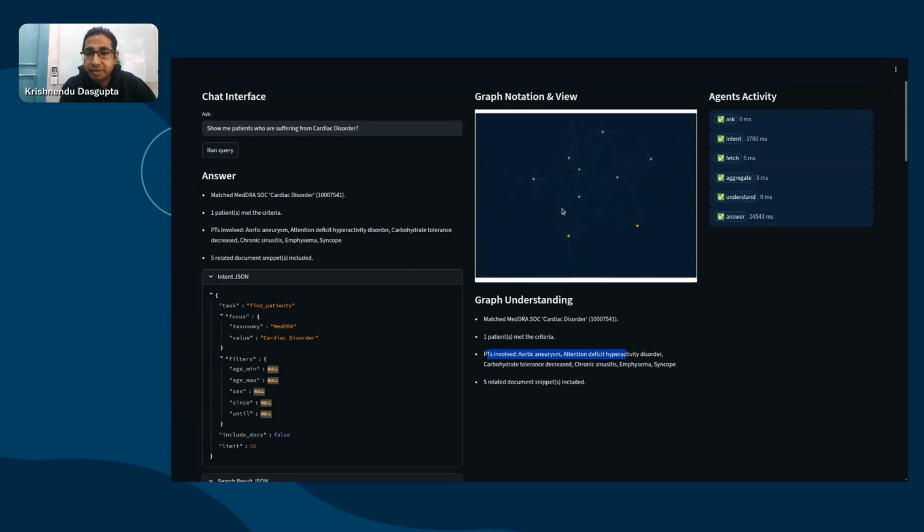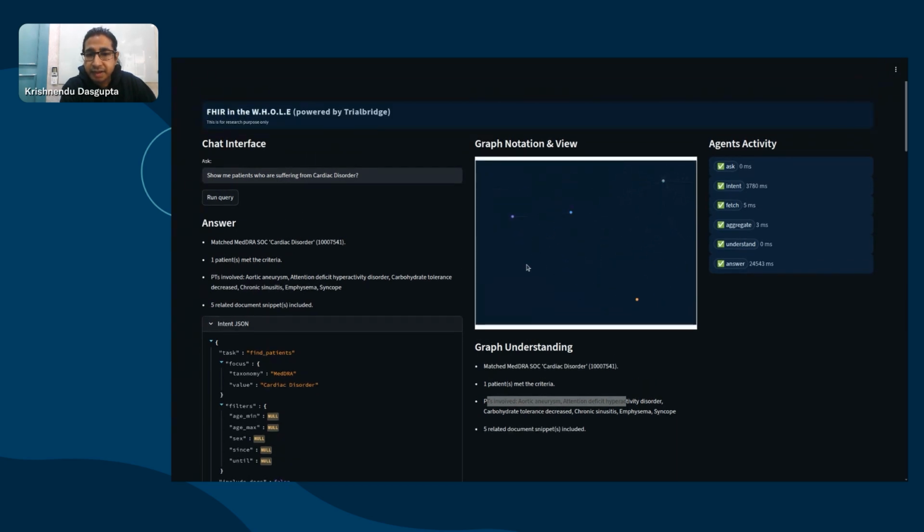Now, for the graph notation, let me show you one quick thing over here. So this is an investigation node. And this is a carbohydrate tolerance decreased node, but at any point of time, for the patient, I can see how this patient has been part of a document. And when I say document, these are the finding documents, and what are the other finding documents. And then for each of them, we can find out.